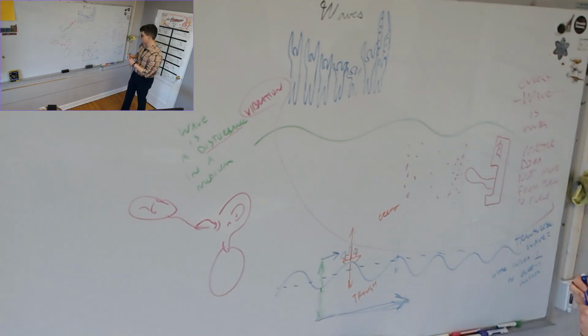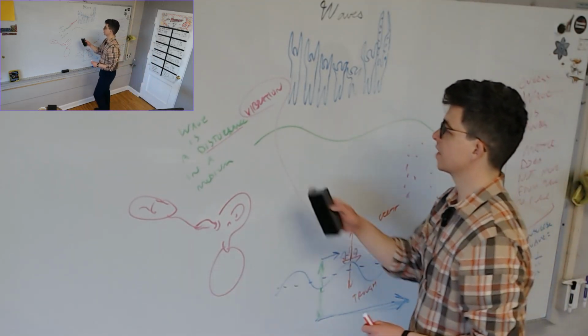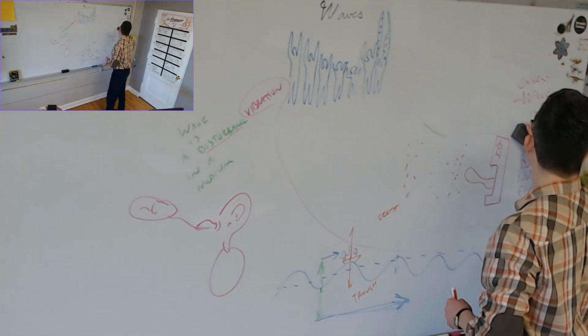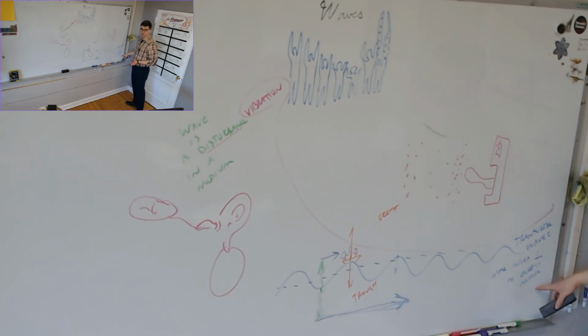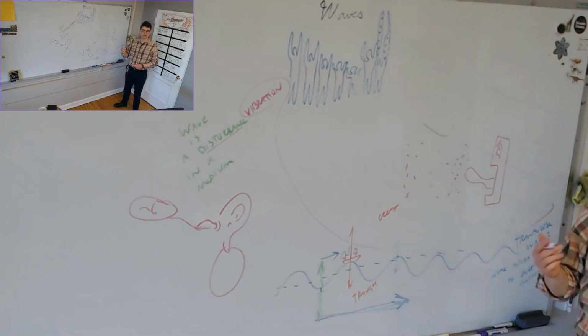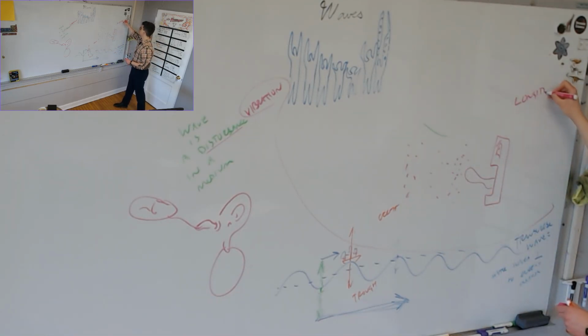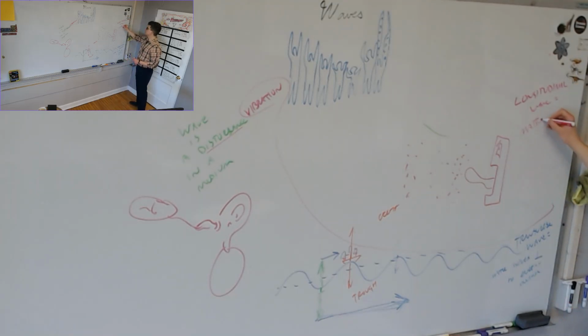There's another kind of wave called a longitudinal wave, which is actually these sound waves. I'm going to erase some of this and come back to my sound waves diagram. What is the last word? Movement. In the sound wave, it's a longitudinal wave. The matter in this moves parallel to the energy movement.